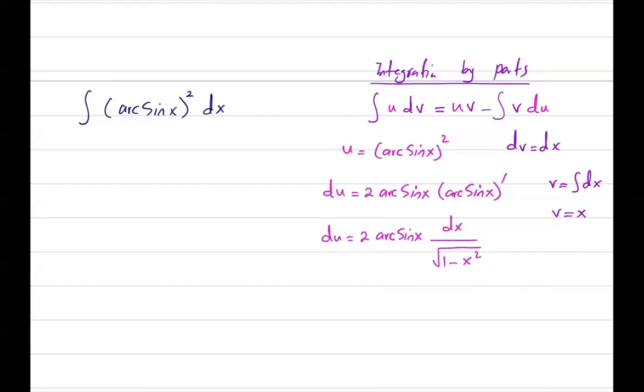Well, okay. Now let us go back to our integral itself and try to split this using integration by parts. See what we have. So this is equal to uv. Okay, u is nothing but arcsine x to the second power, and v is equal to x, minus the integral of v du. V is x, and du is 2 times arcsine x dx divided by square root of 1 minus x squared.